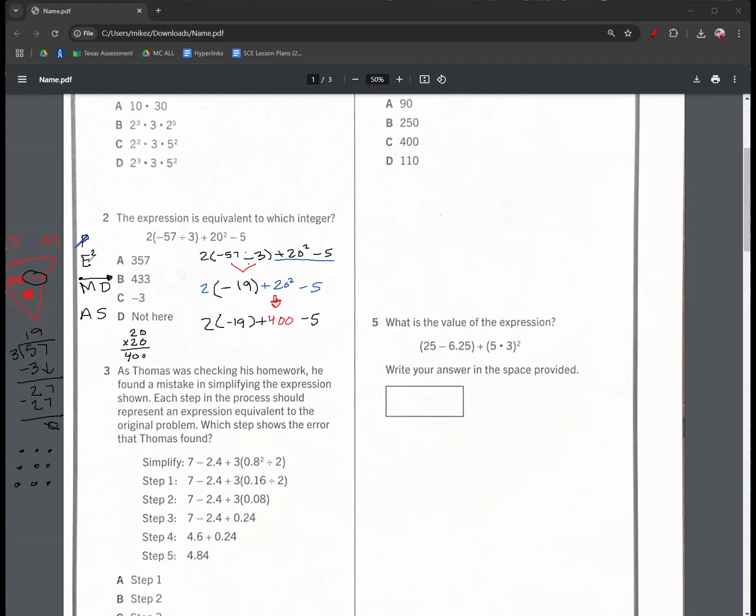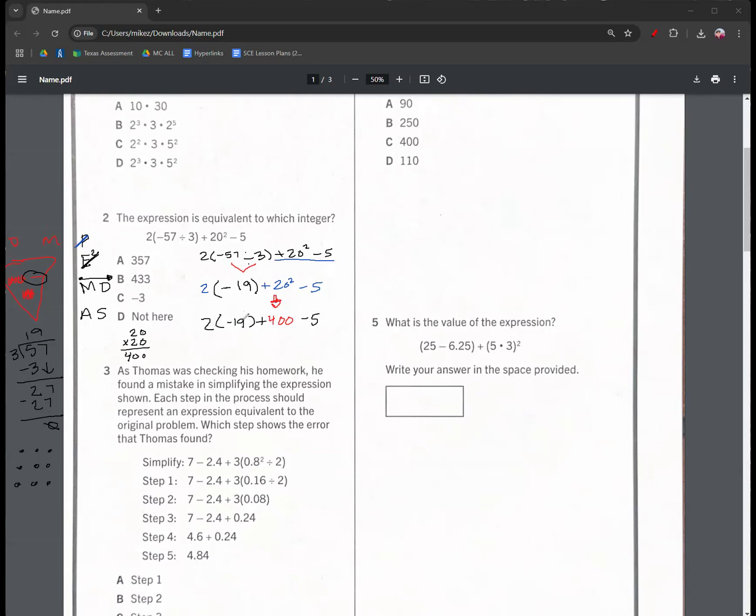I'm going to check to see if I'm done with exponents. So I look at the top of each number. I notice that none of these have exponents, so I am done with the E. Now, this is the part where it says multiplying and dividing, left to right. I know dividing was in here, but that division sign was inside the parentheses. That's why we did it first.